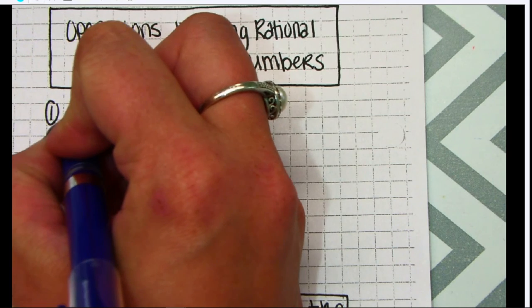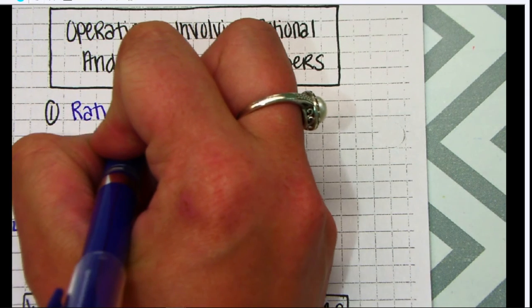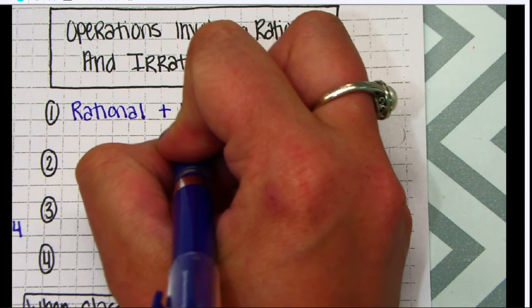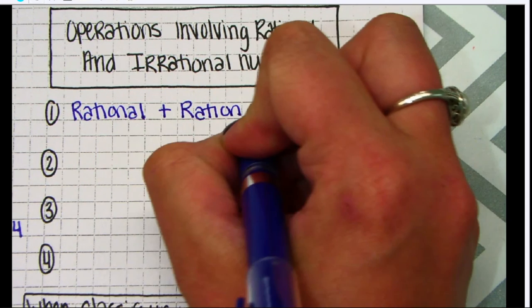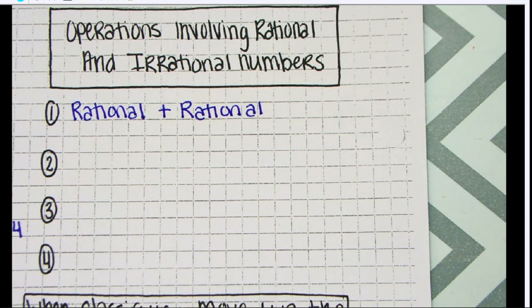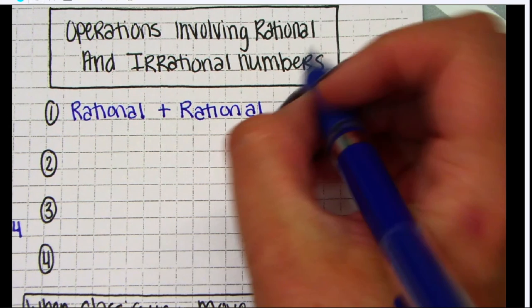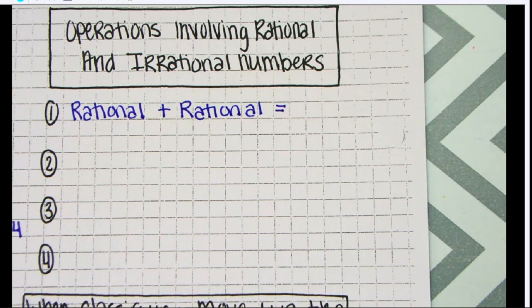A rational plus a rational, and you can use Q if you want to. You don't have to write rational out if you don't want to. It's up to you. But if I add a rational number plus another rational number, what outcome will I always get? A rational number. If you're unsure, you can always plug in an answer.